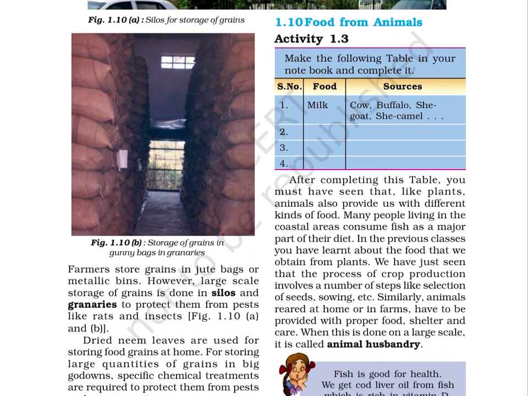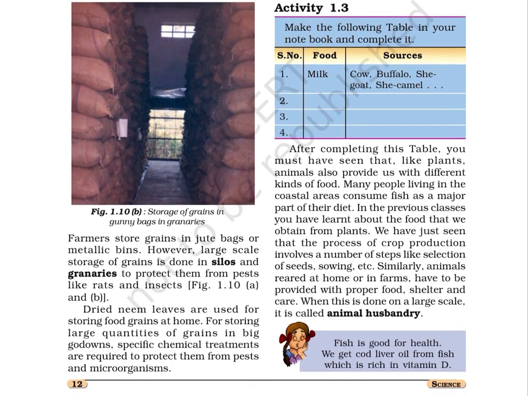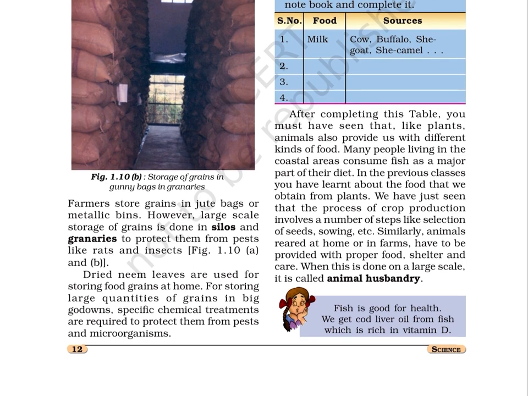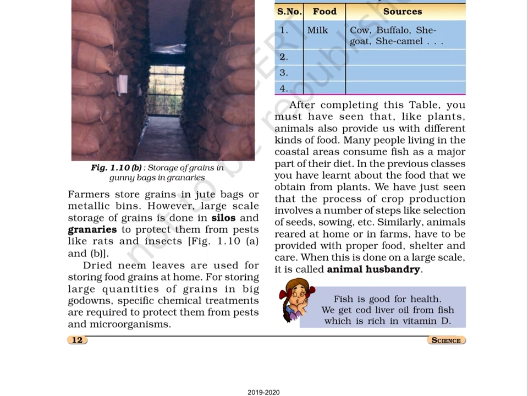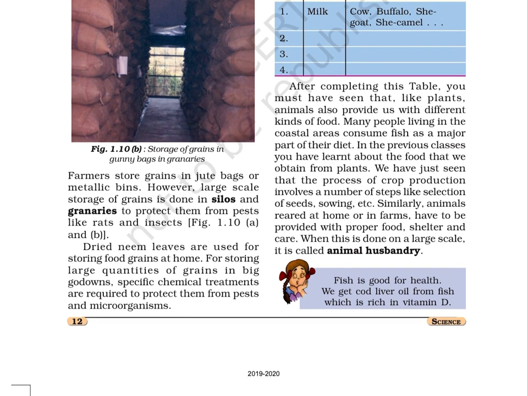Farmers store grains in jute bags or metallic bins. However, large-scale storage of grains is done in silos and granaries to protect them from pests like rats and insects, as shown in figure 1.10a and b. Dried neem leaves are used for storing food grains at home. For storing large quantities of grains in big godowns, specific chemical treatments are required to protect them from pests and microorganisms.